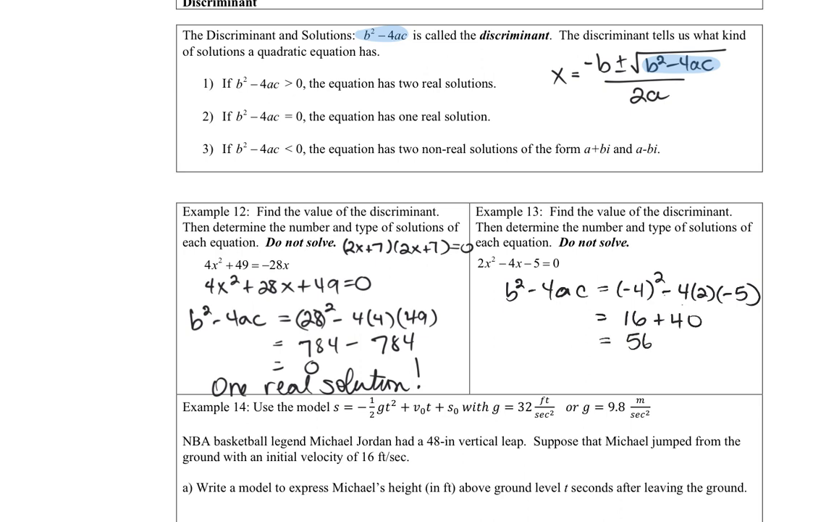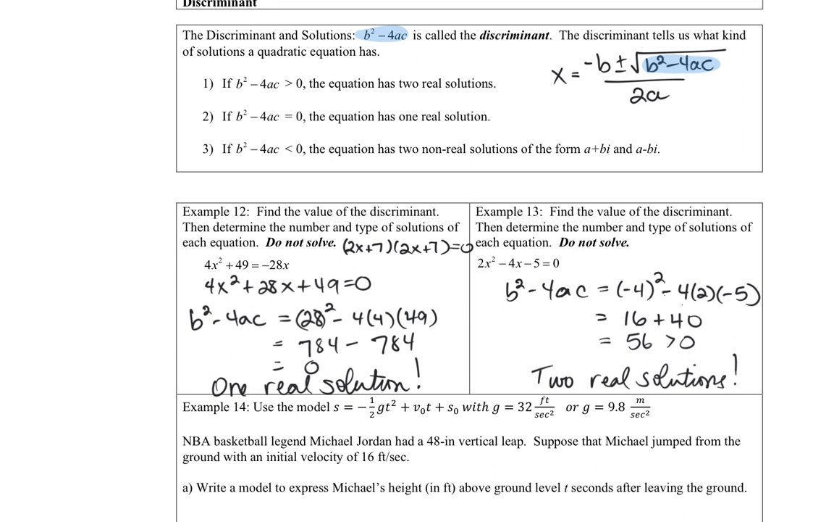Add those up, you get 56, which is greater than 0, right? So you have two real solutions. It's not going to factor because 56 is not a perfect square, but we will have two real solutions because what's under the radical won't be negative, which would give us the imaginary parts, right?